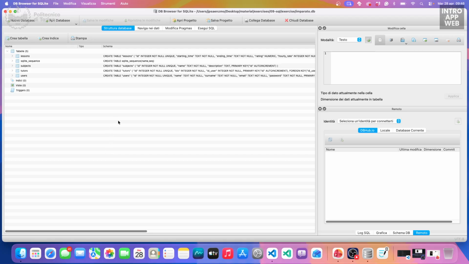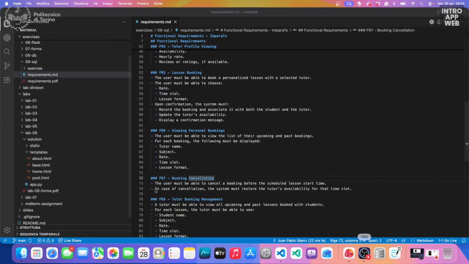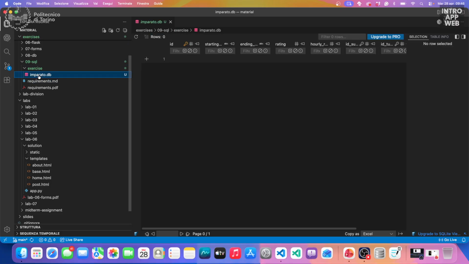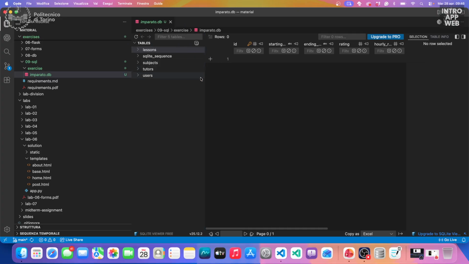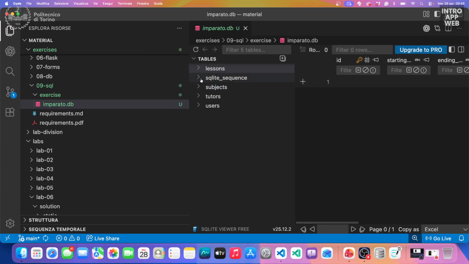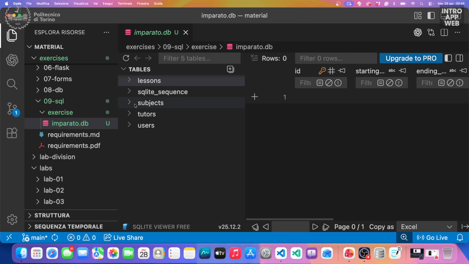Okay, so we basically first did our diagram, and now we translate that diagram into the real database file here, the SQLite file. And here in the browser, you can see that we have this new folder that we have just created with our database and with the 4 tables that we have defined so far with their specific fields.